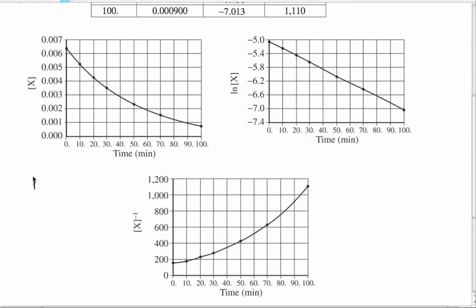Here I am broadcasting the solutions to homework 4.2. So initially what we see is a bunch of graphs that are plotting x versus time.